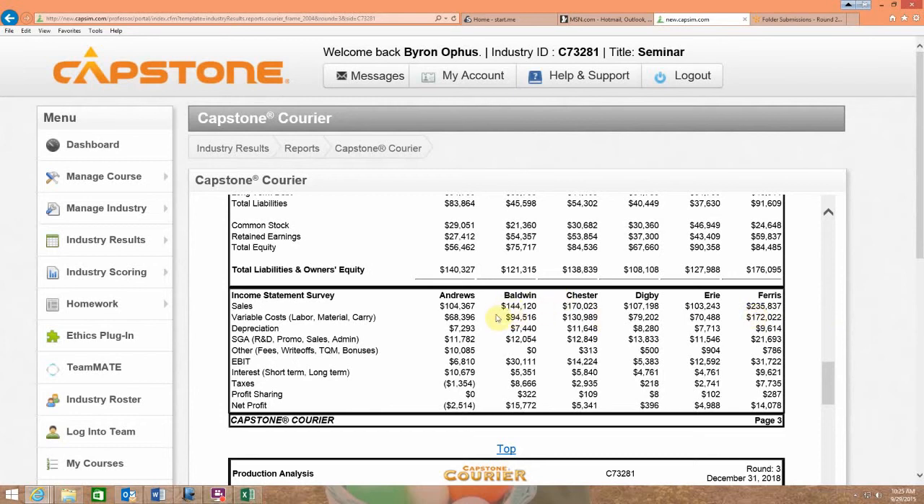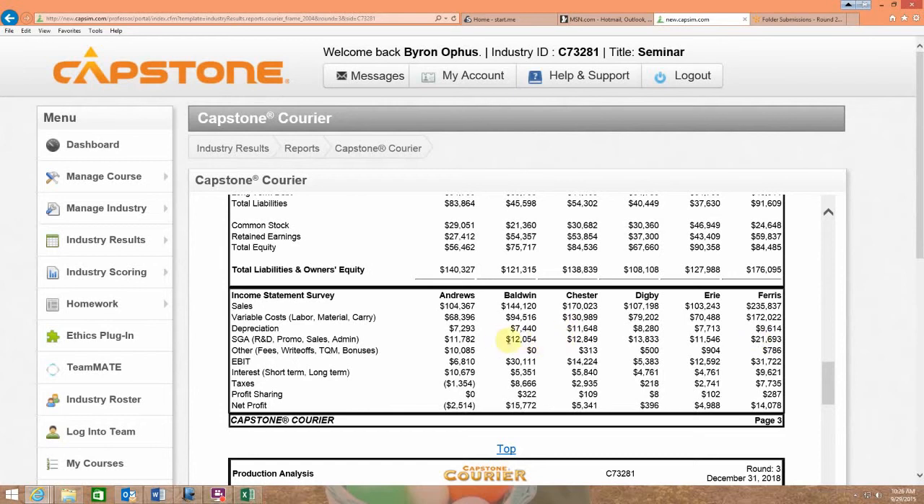It's in relationship to their sales, which we find through the contribution margin. Okay, depreciation. Again, we saw Chester had a big plant, big fixed assets, and so they have more depreciation. Ferris likewise. SG&A. Again, Ferris's SG&A to sales ratio wasn't that high, but look how much they're spending.